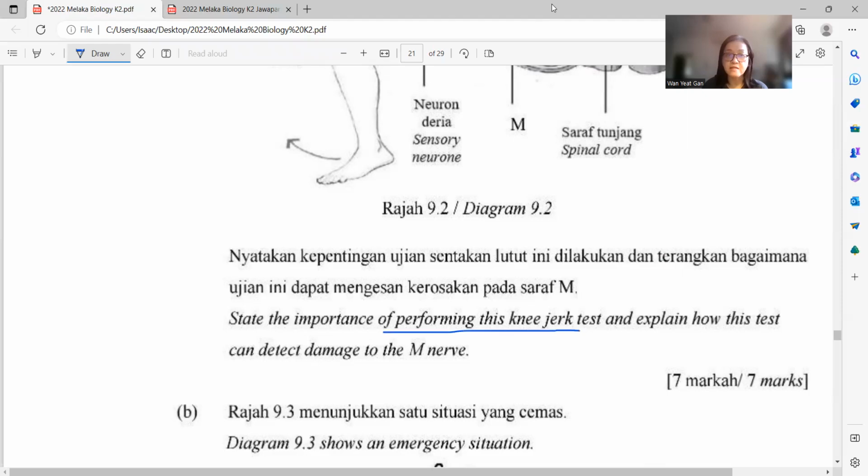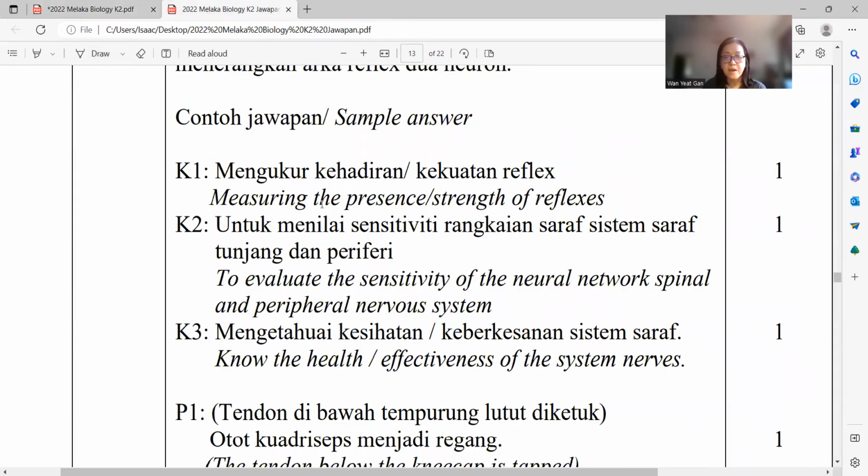So now, the importance of performing this knee test is that the doctor can measure the presence and strength of reflexes. So here, the doctor wants to see how spontaneous the reflex action is, and to evaluate whether the neural network in the patient is sensitive enough to detect any kind of stimuli. So the doctor will be able to diagnose the effectiveness of the nervous system.